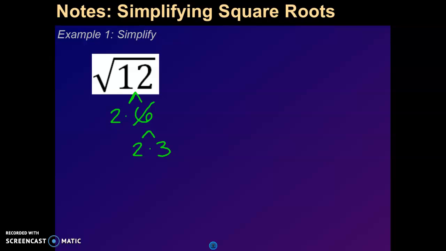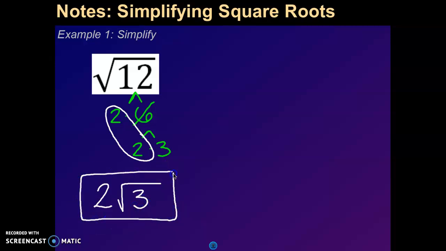Now to simplify, here comes that little rhyme, pairs and spares. The pairs go out, right? If we have a pair, then they can go out of the square root, but the spares stay in. So what's left over is that 3, so that stays inside of the square root. So notice I circle the pairs and take them outside of the square root, and I leave in the spare. So the square root of 12 simplifies to 2 times the square root of 3. And this is our simplified answer. So that's our goal for the day.